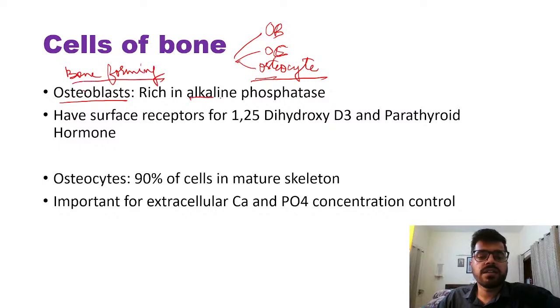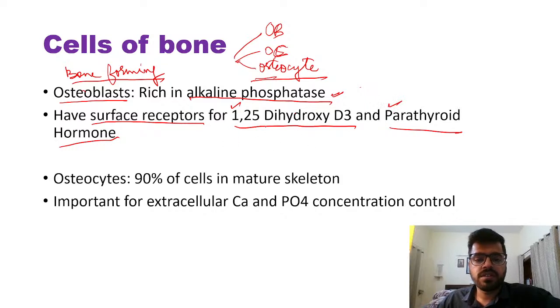They're rich in alkaline phosphatase, which is a marker for increased bone turnover or increased activity. Osteoblasts form the bone, and they have surface receptors for 1,25-dihydroxyvitamin D3 and PTH. These are two important surface receptors seen on osteoblast: 1,25-dihydroxy D3 and PTH.